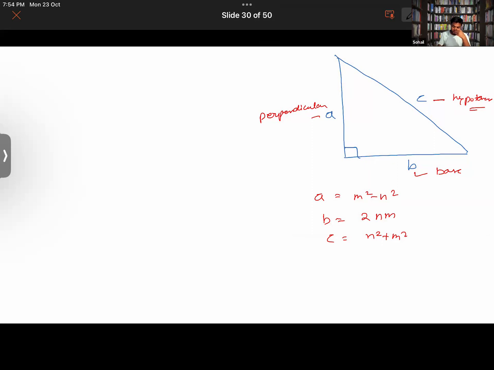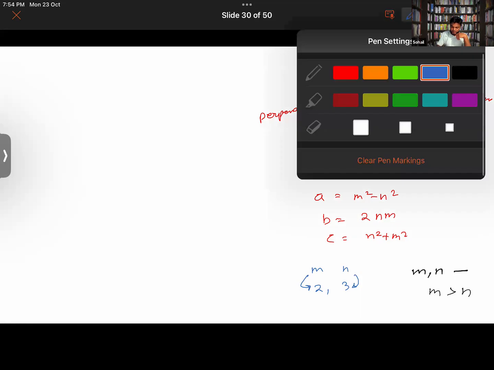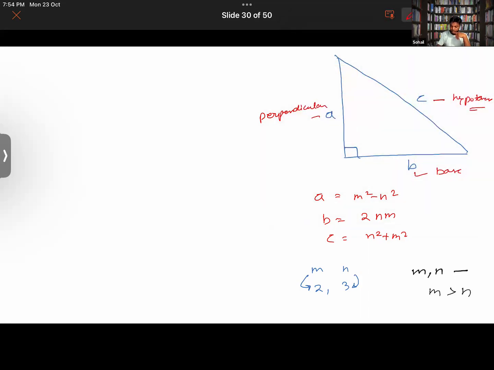So this m and n are positive integers. The question is that ये m and n क्या है? m and n are the positive integers here, and the value of m is greater than n. So we could take any numbers. For example, let's take m as 3, n as 2. m हमने 3 लिया है, n हमने 2 लिया है.